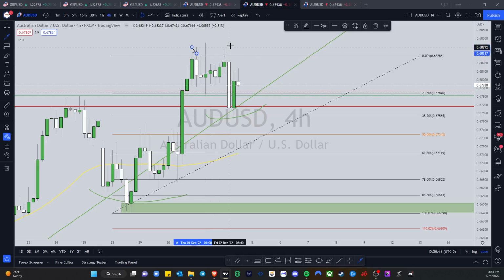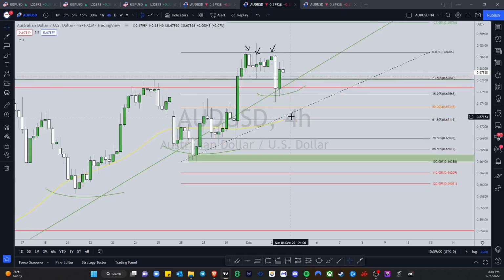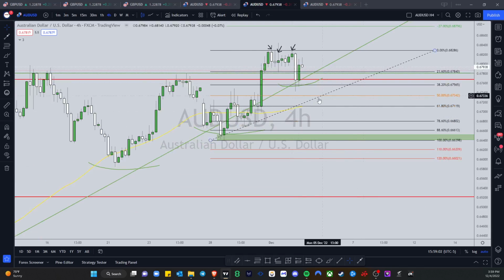doji, all exhaustion, all that kind of thing. All these candles are closing as if sellers are kind of being exhausted in a sense, right? But it's still showing that H4 structure is being maintained.